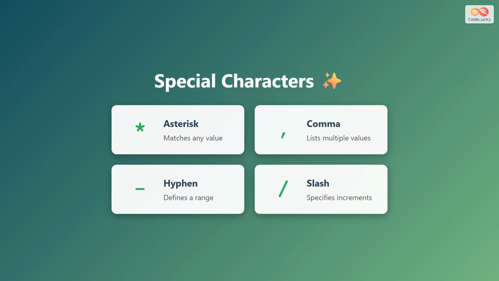Cron expressions use 4 special characters to create flexible schedules. The asterisk matches any value in that field, meaning the job runs for every possible value. The comma allows you to list multiple specific values, such as running at multiple hours. The hyphen defines a range of values, like running every hour between 9 and 17. And the slash specifies step values or increments, such as running every 15 minutes. These characters can be combined to create sophisticated scheduling patterns.